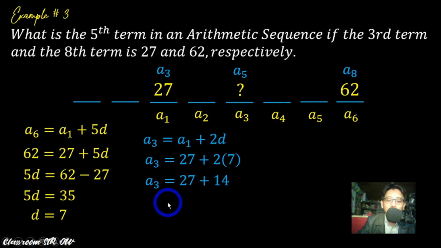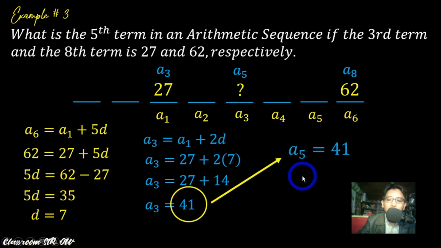Simplifying this further, we have a sub 3 equals 27 plus 14, because 2 times 7 is 14, and 27 plus 14 is 41. Our a sub 3 is 41. But since our a sub 3 is our a sub 5, therefore, our a sub 5 is 41. That will answer the question, what is the fifth term of the arithmetic sequence?